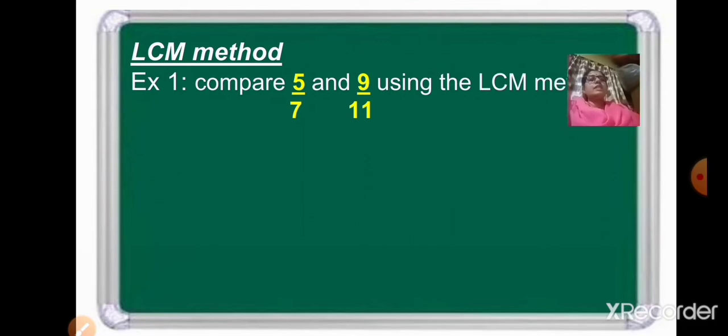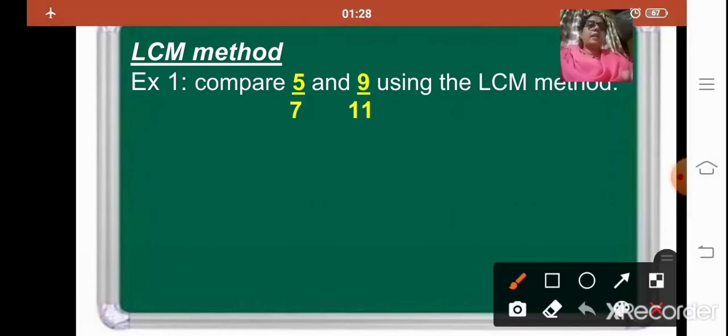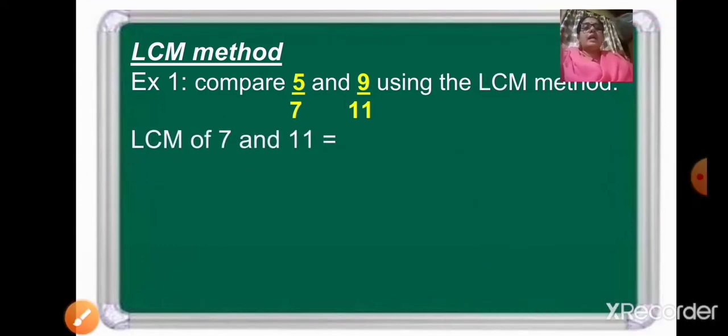Now, here is your first example. You have to compare the fractions 5 upon 7 and 9 upon 11 using the LCM method. Here the numerators as well as the denominators are different. Neither the numerator is the same, nor the denominator is the same. All the numbers are different. So, in that case, we have to find the LCM of 7 and 11.